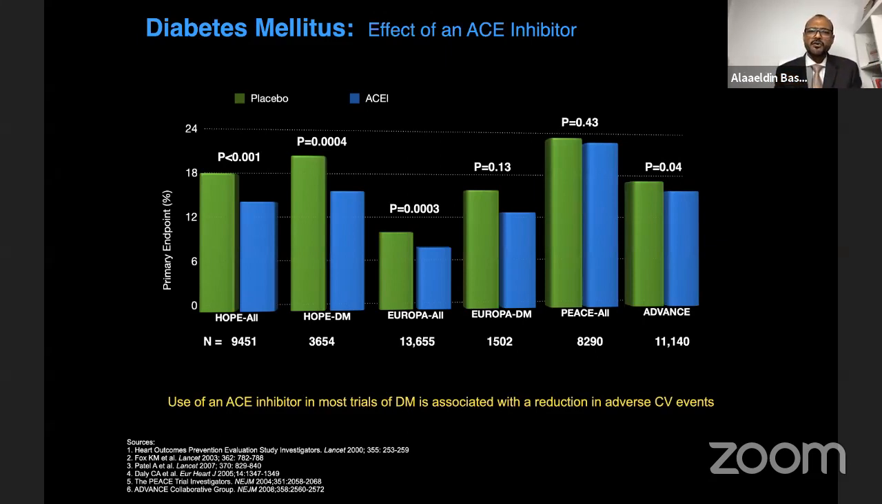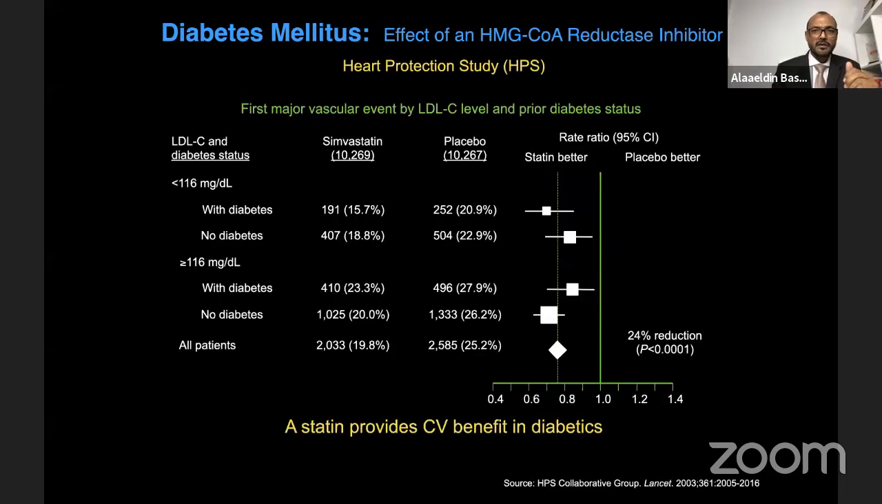This is a summary of many trials that looked at control of hypertension in diabetic patients using a specific class, which is the ACE inhibitors. And you can see in many of the trials, using ACE inhibitors has significantly reduced the cardiovascular risk. So now I should control the blood pressure, and I should choose the right medicine to control the blood pressure. So use of ACE inhibitors and ARBs does reduce the risk of cardiovascular events.